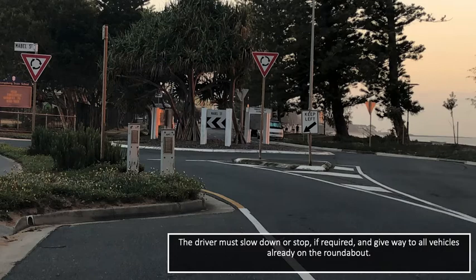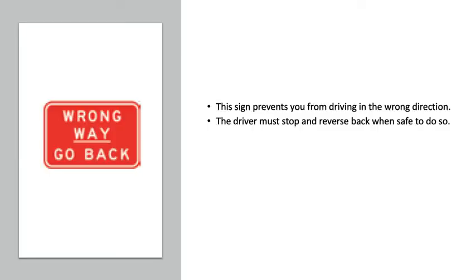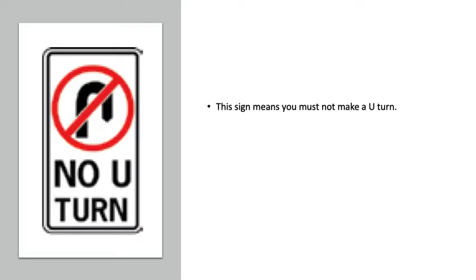This is a roundabout, and that's a roundabout sign. The driver must slow down or stop if required and give way to all vehicles already on the roundabout. Wrong way, go back. This sign prevents you from driving in the wrong direction. The driver must stop and reverse back when safe to do so. No U-turn sign. This sign means you must not make a U-turn.